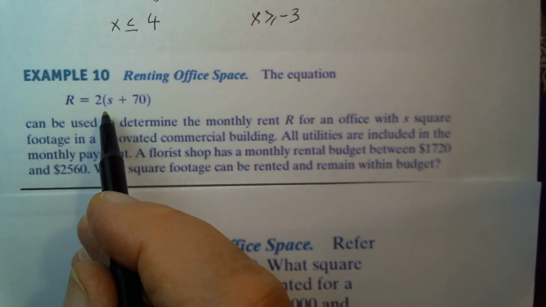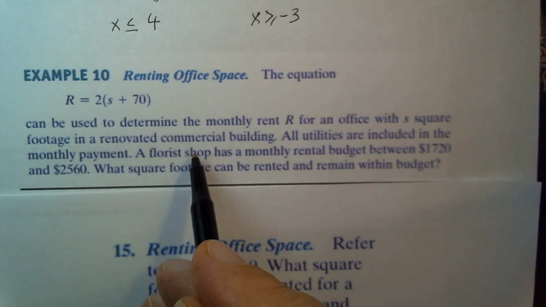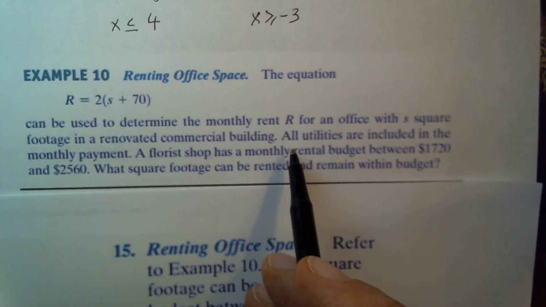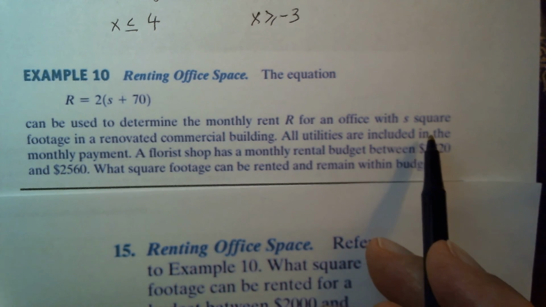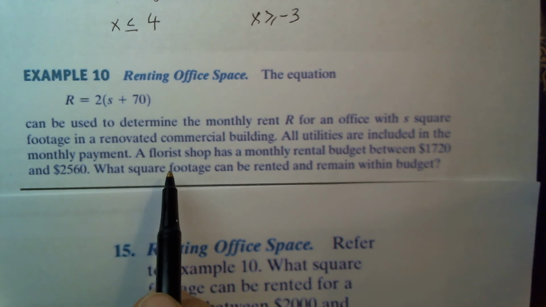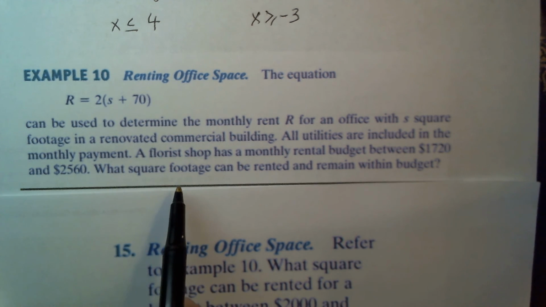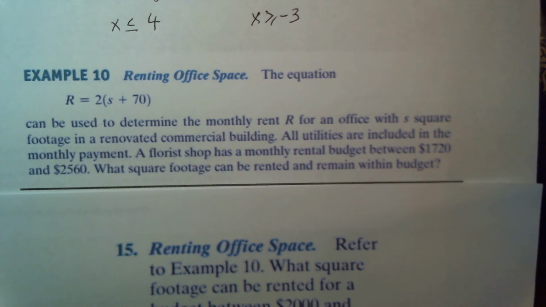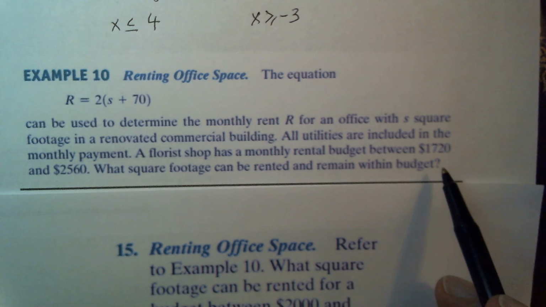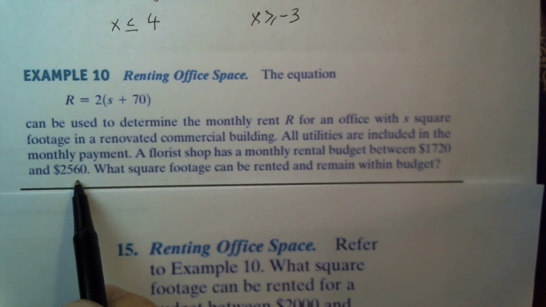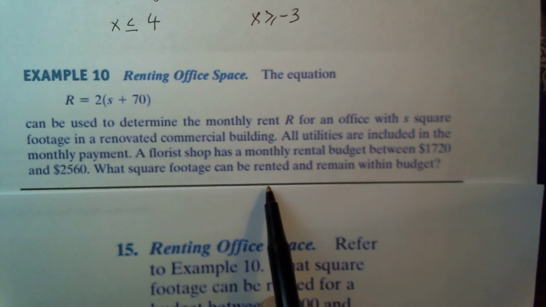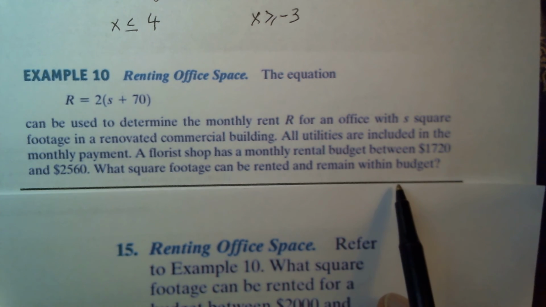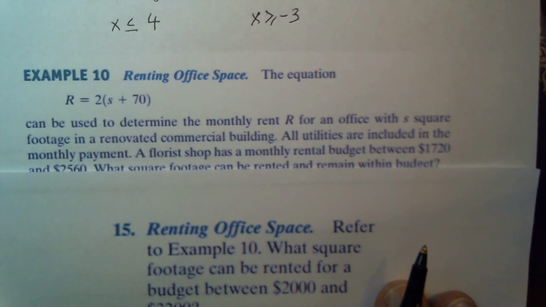The equation R equals 2 times S plus 70 can be used to determine the monthly rent R for an office with S square footage in a renovated commercial building. All utilities are included in the monthly payment. A florist shop has a monthly rental budget between $1,720 and $2,560. What square footage can be rented and remain within the budget? So what's changing in example number 15 is simply the budget. It's different. It's between $2,000 and $3,200.